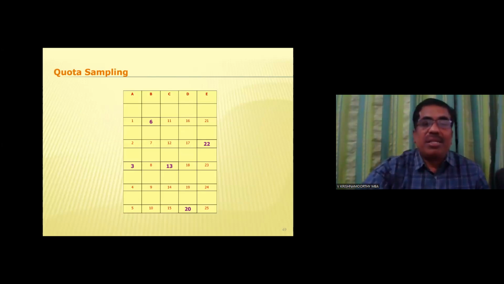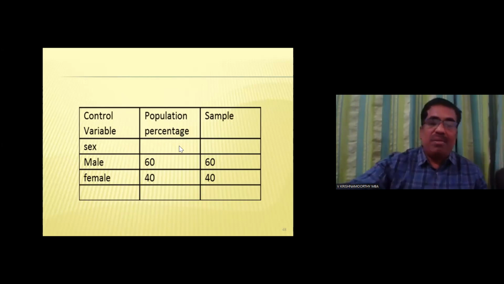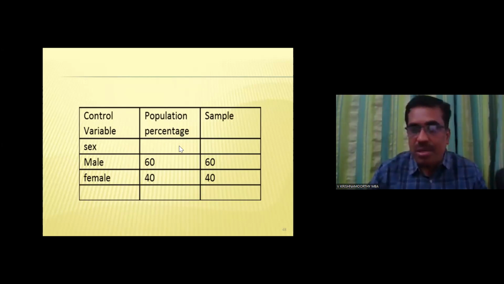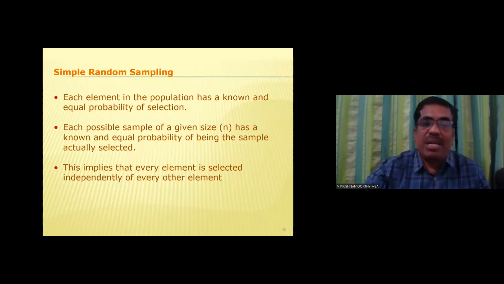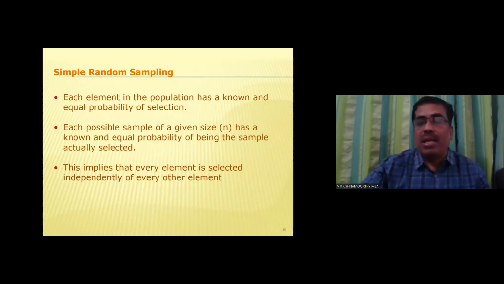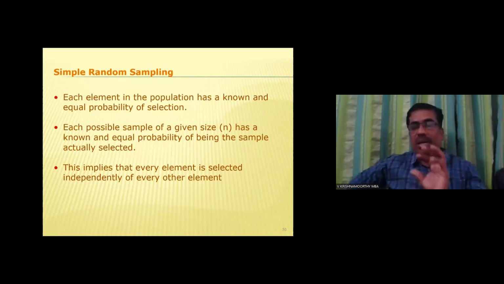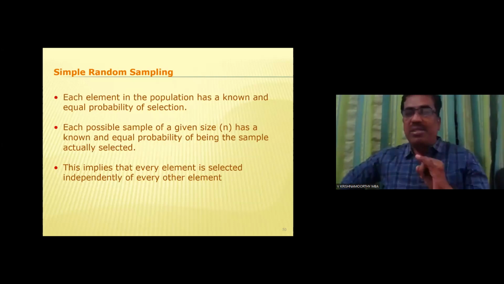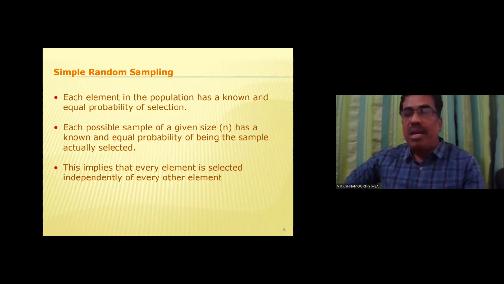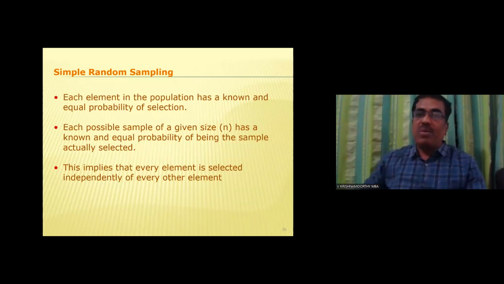This is also one of the non-probability sampling methods. First, the quota will be fixed. Based on the quota, data will be collected from the respondents. Under non-probability sampling methods, we have seen 4 methods: one is the convenient sampling method, another is the judgmental sampling method, another is the snowball sampling method, and another is the quota sampling method.